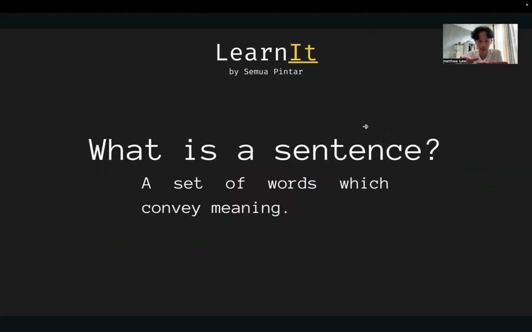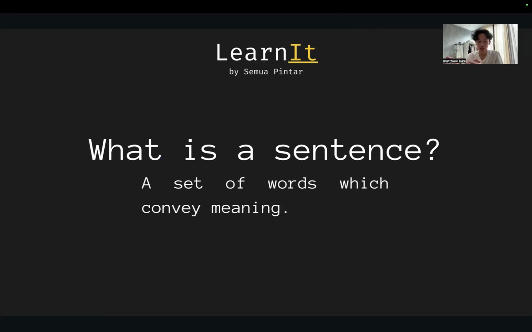What is a sentence itself? A sentence can be defined as a set of words which convey meaning together. So, if we know that words are the smallest way that someone can convey meaning, a set of words can be combined to create a sentence, a way of expressing those words in a more clear way.